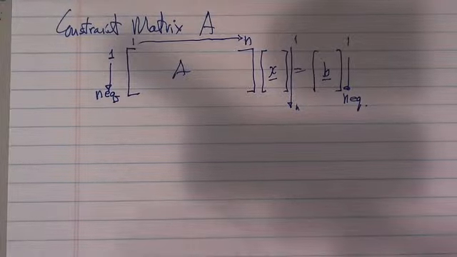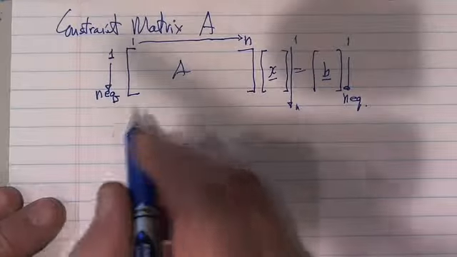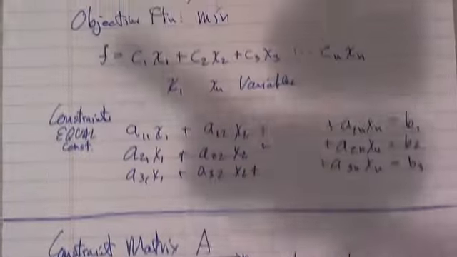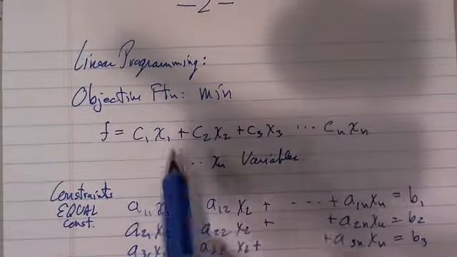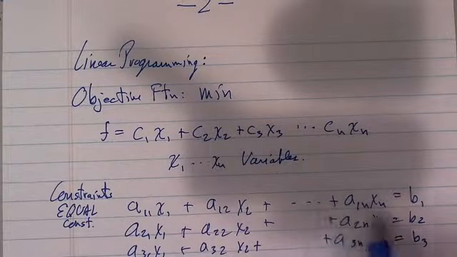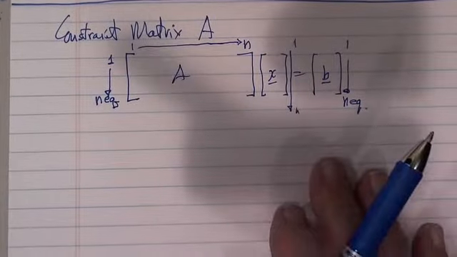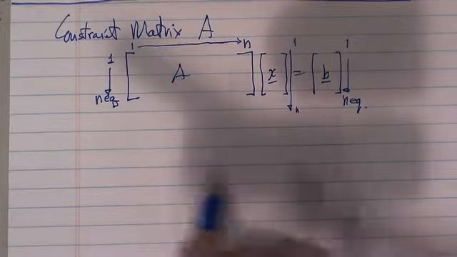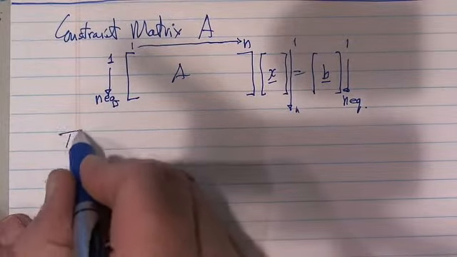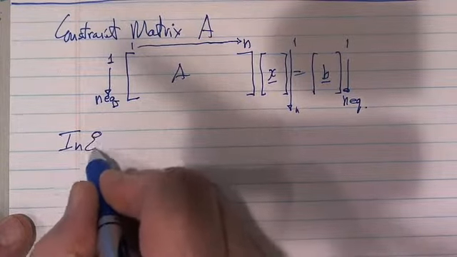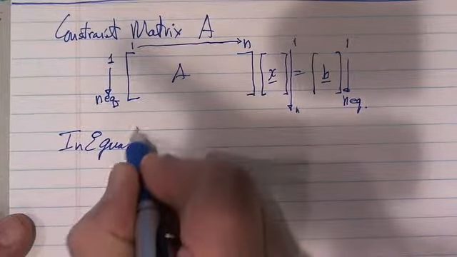Okay, now, so we've got. Let me back up here. We've got a cost function. We've got some equality constraints. There's several more things that we need to specify. Now I'm going to specify some inequality constraints.